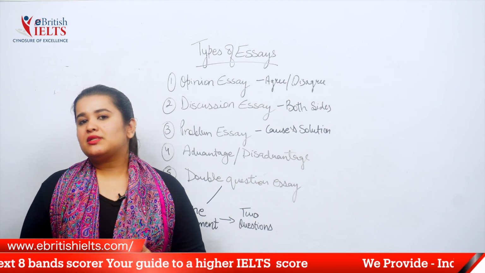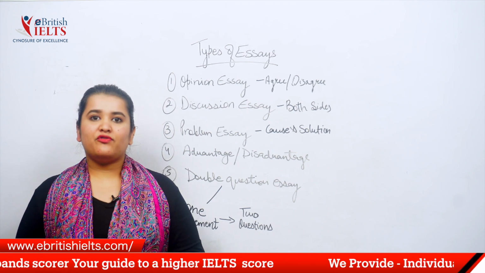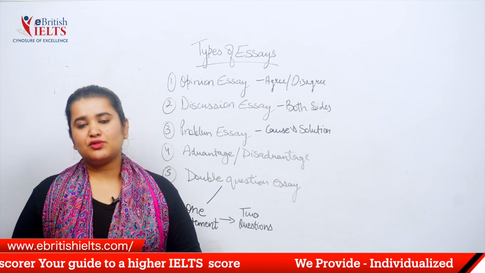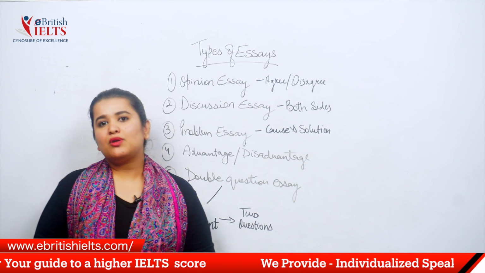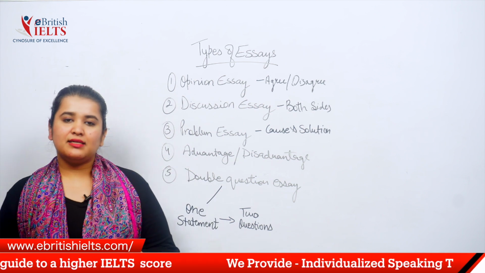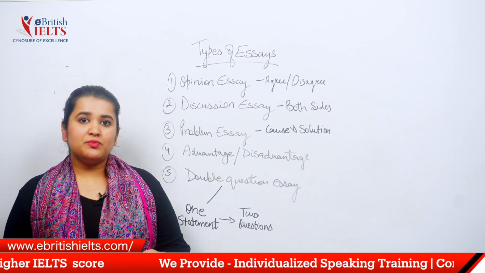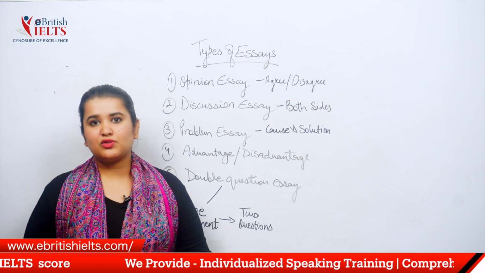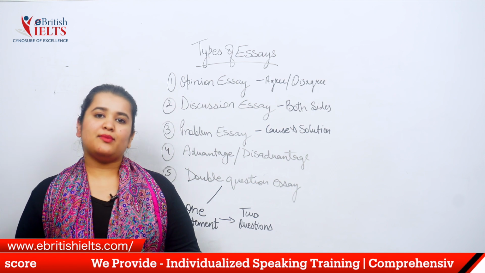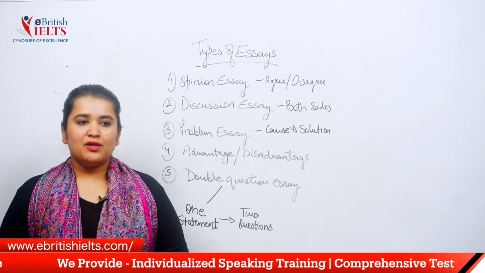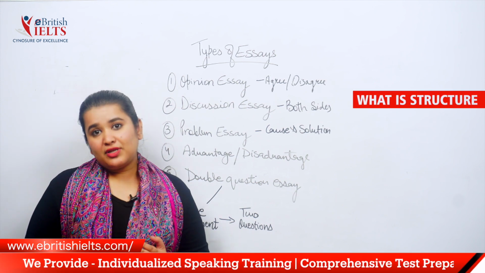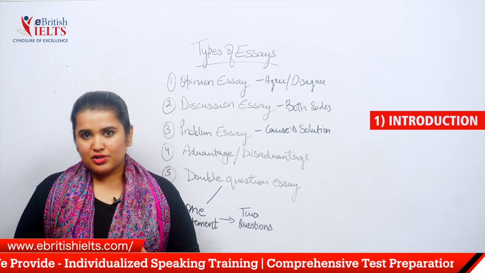Now IELTS does not prescribe a particular format of writing or of attempting the writing task 2, but we as IELTS trainers always recommend a set format, a structure, so that students do not face a lot of problems in writing the writing task 2, and they can present their points of view and opinions in a better way. So what is this structure? It has 3 main components. First is the introduction part of it.